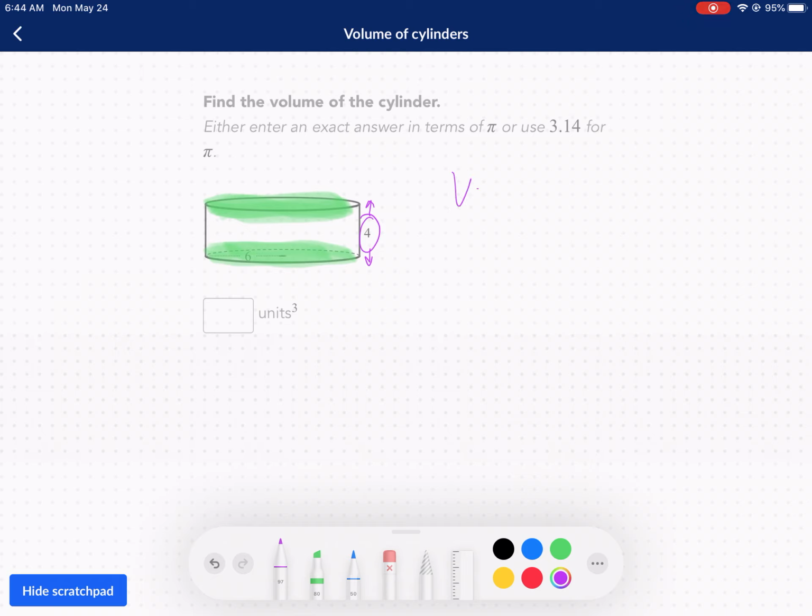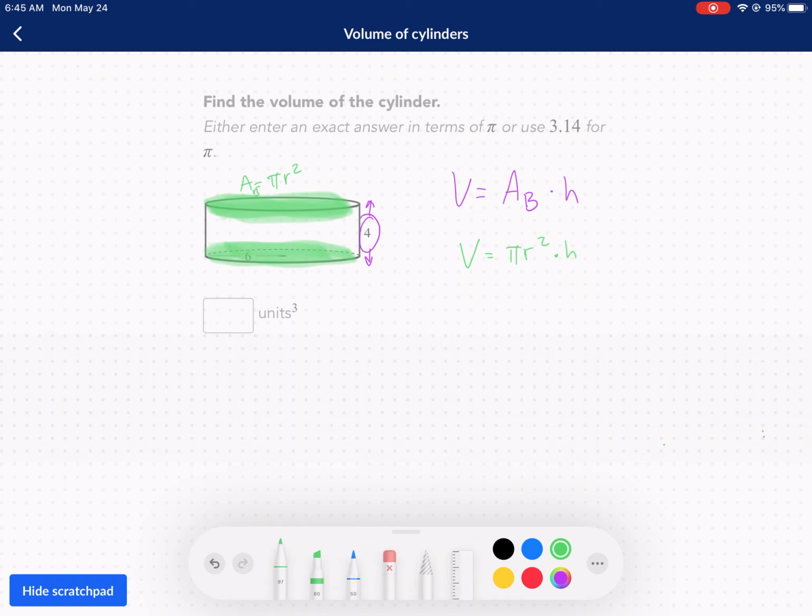Now, for any prism, the volume is equal to the area of one of those bases times the height. So for a cylinder, the volume is going to be pretty simple. The volume is going to be equal to the area of one of the bases, in this case, because it's a circle. Essentially, a cylinder is a circular prism. Our area for that circle is going to be pi r squared. So that's going to be the area of the base. So we're just going to put in pi r squared, and then of course it's just times h.